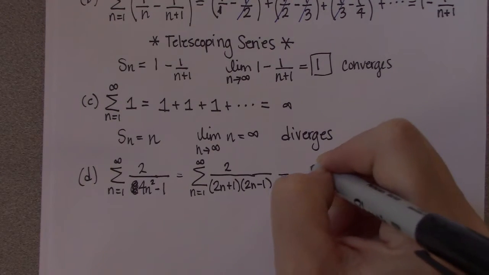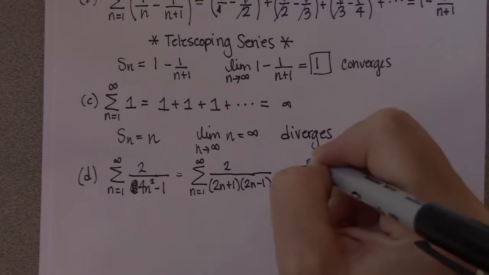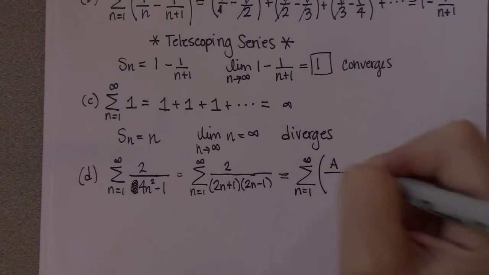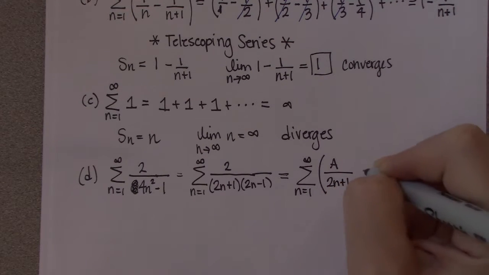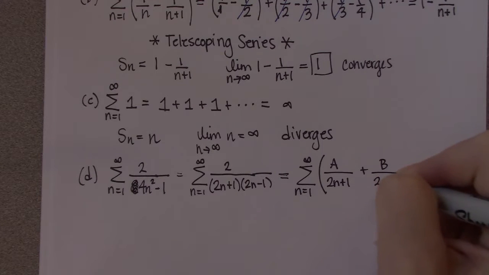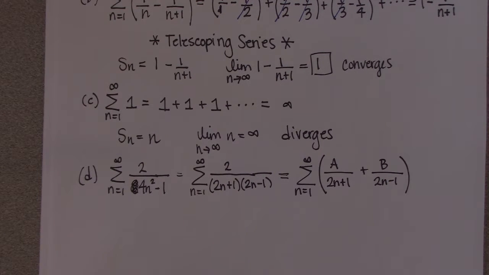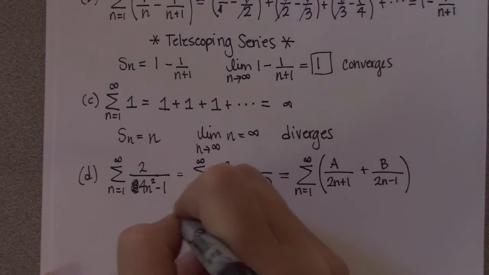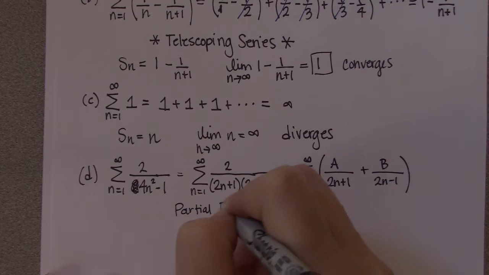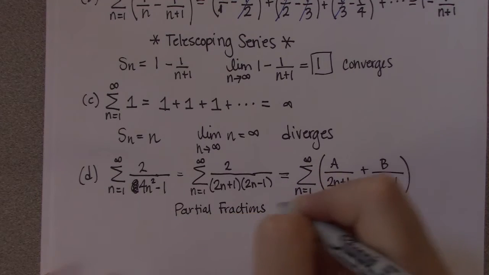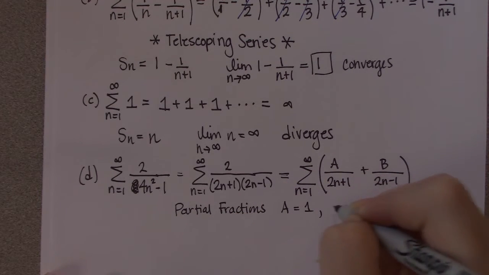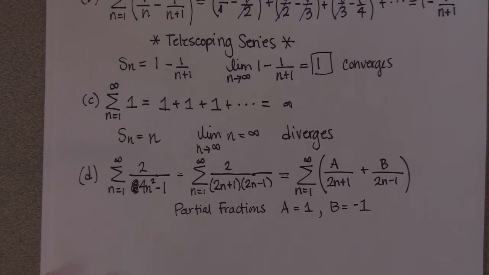So we know that using partial fractions, we could rewrite it like that. And if b turns out to be a negative number, I'm going to be adding and subtracting stuff. It's very possible I have a telescoping series. So using partial fractions, I'll get that a is 1 and b is negative 1.